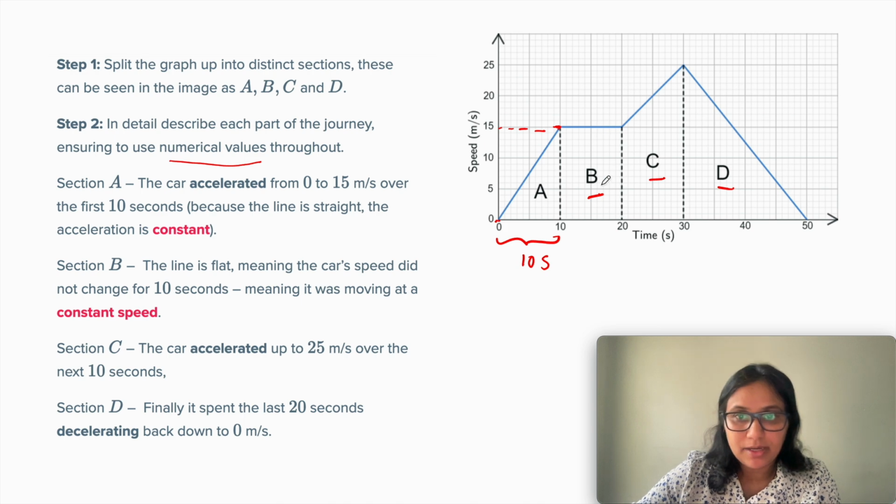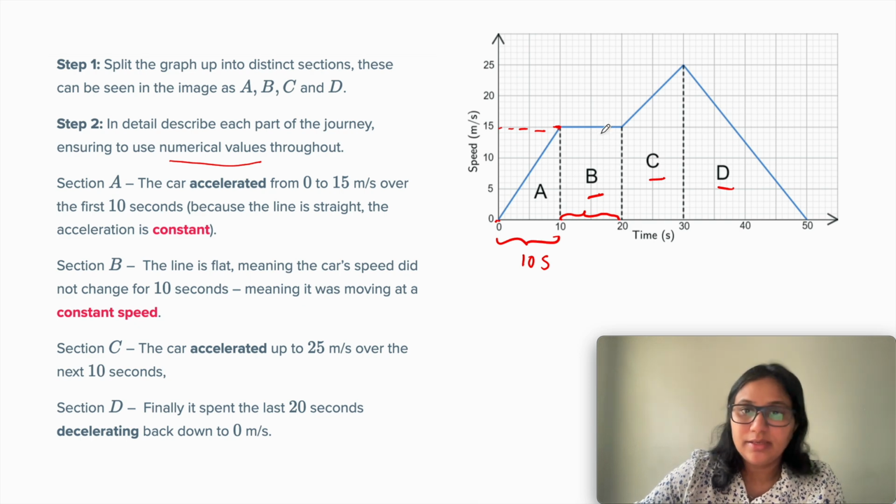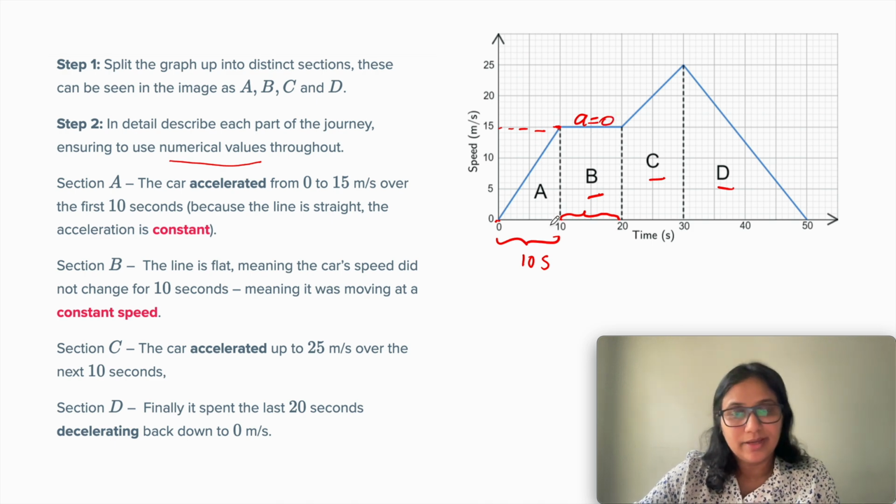For part B, you can see that the line is flat, indicating that the car's speed is constant. That means the car speed does not change over the next 10 seconds. You can also say that the car is moving at a constant speed, or the acceleration is 0. If velocity is constant, you can directly say that the acceleration is 0.